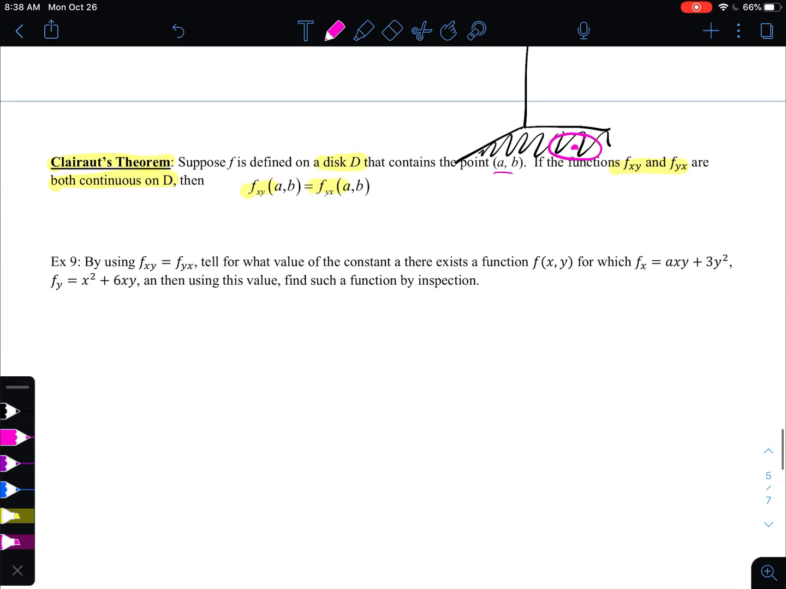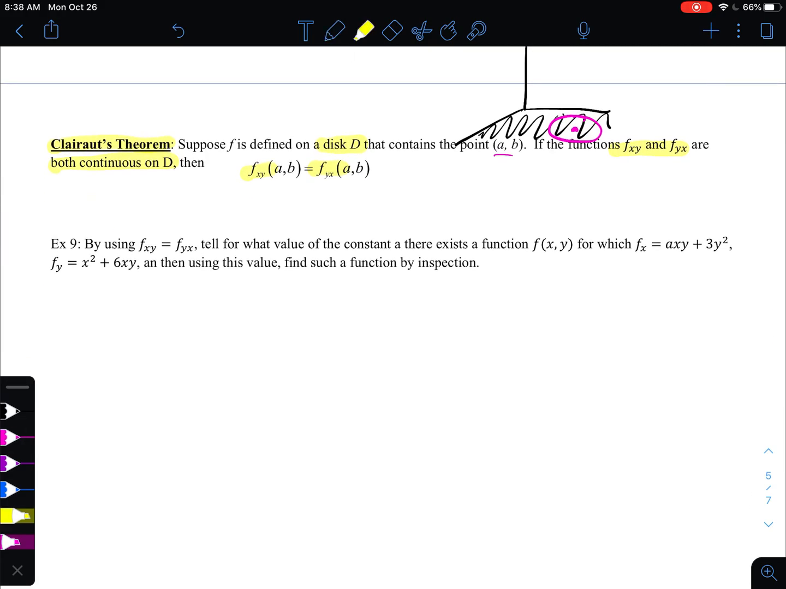Okay, so this example here, first what it's asking you to do, and I'm not going to go through this one, look at the field notes if you would like, but by using this idea that they're going to be continuous, and why are they going to be continuous? Because the functions are made up of polynomial terms, and all polynomials are continuous. Okay, so if I take the second derivative of both of them, I will be able to figure out what a is equal to. That's the first goal.